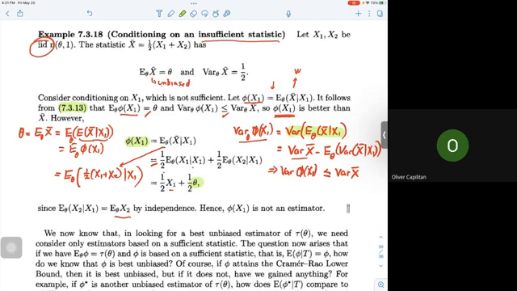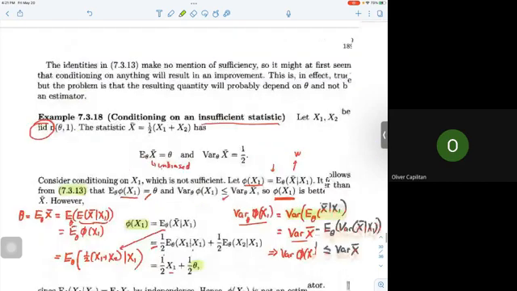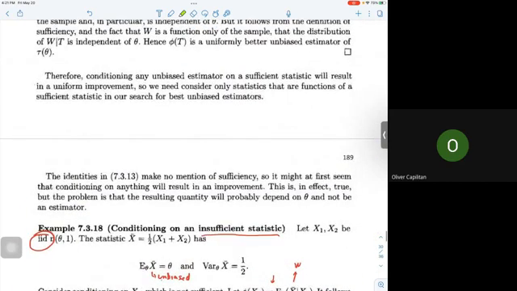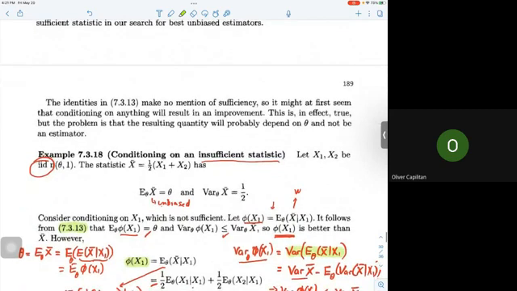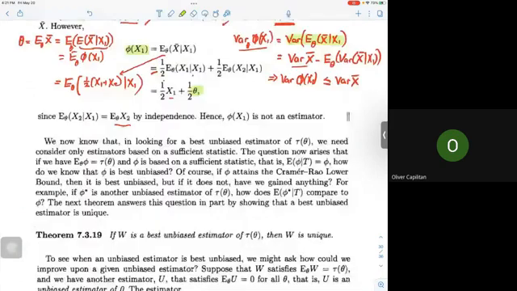And the function of that sufficient statistic will give us, no? Itong tao sabi niya, will give us an improvement and would help us determine the best unbiased estimator. Example lang yan. We know now that in looking for a best unbiased estimator of the function of the parameter tau of theta, we need to consider only estimators based on a sufficient statistic.